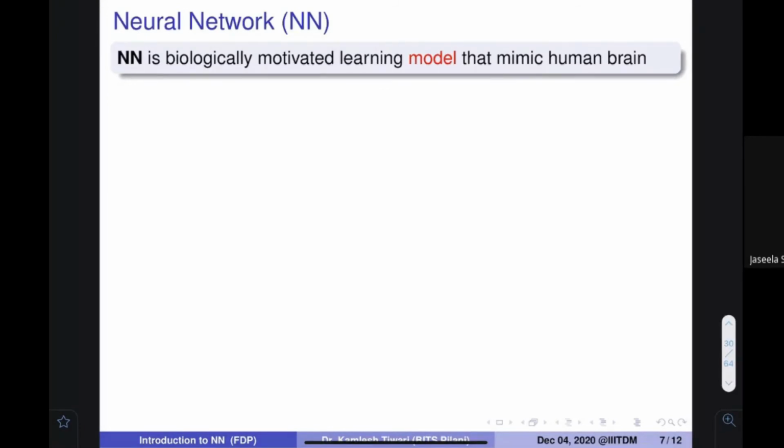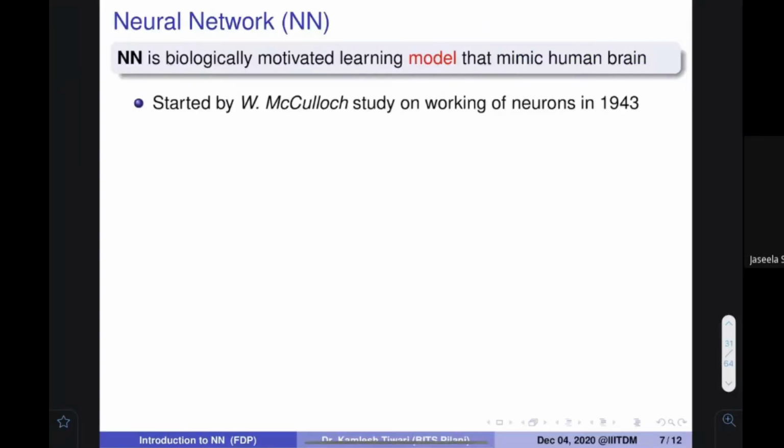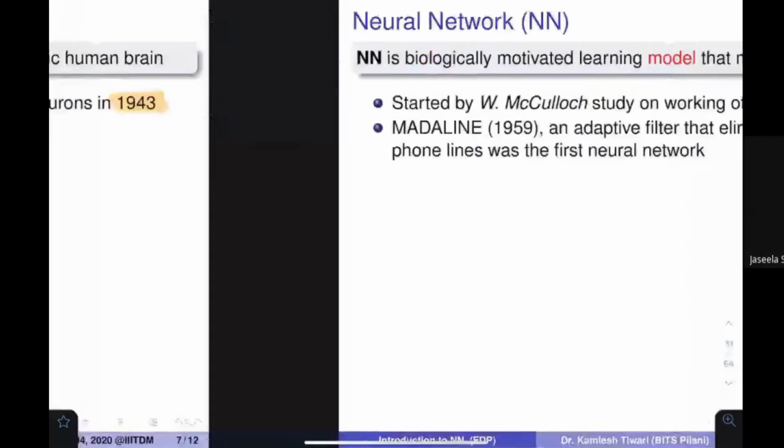So this particular thrust gave rise to the understanding that somehow we should also mimic the human brain. Our computation should also mimic the human brain. How the human brain works, then again, is a big problem. The first study was done by W. McCulloch around 1943, when they deployed some electrodes into the brain of a cat and tried to find out how things are there.